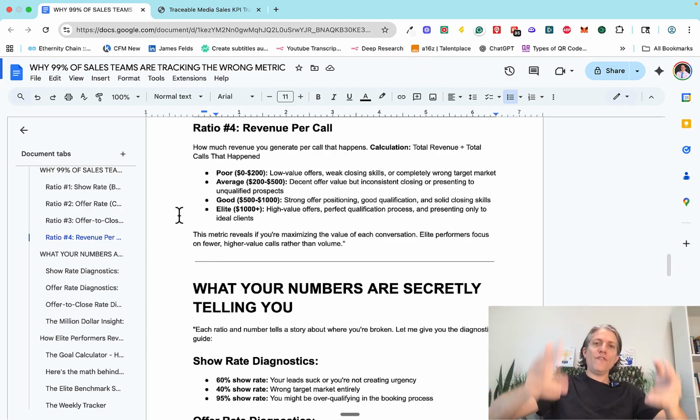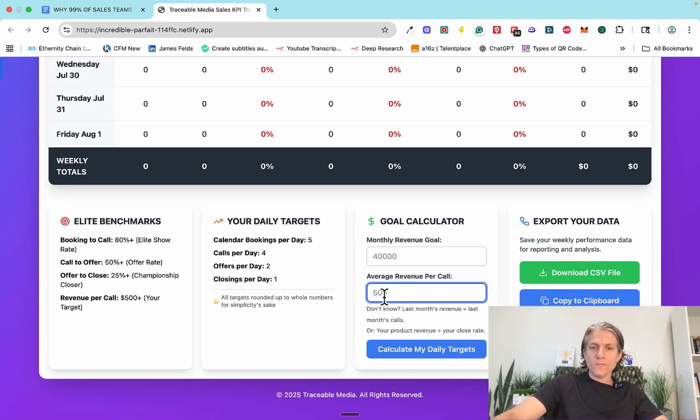So revenue per call: how much revenue you generate per call that happens? Simple calculation: total revenue divided by total calls that happen. Or you can also do your product revenue divided by your close rate. These are 2 ways to get average revenue per call, and they will show up in here, and we're going to go over that in just a sec.